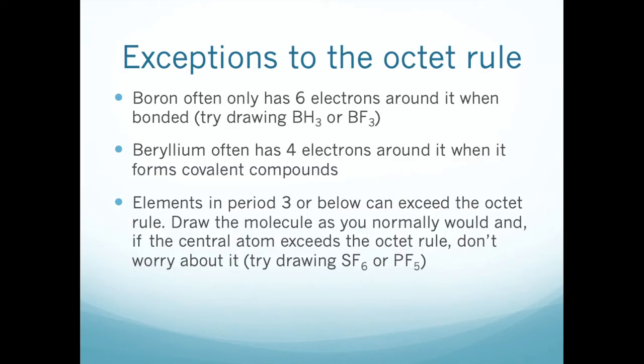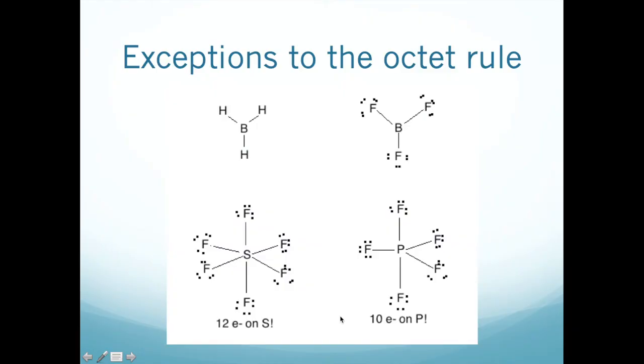But that being said, the key thing for you is to recognize you can exceed the octet rule for anything in period 3 and below. So for example, on a sulfur or phosphorus, we can have more than 4 bonds to those atoms because, again, exceeding the octet rule is allowed. Sulfur hexafluoride, SF6, and phosphorus pentafluoride, PF5, are real molecules that exist. They're not particularly stable, but they do exist. And if you try drawing them out, you're going to see some weirdness there.